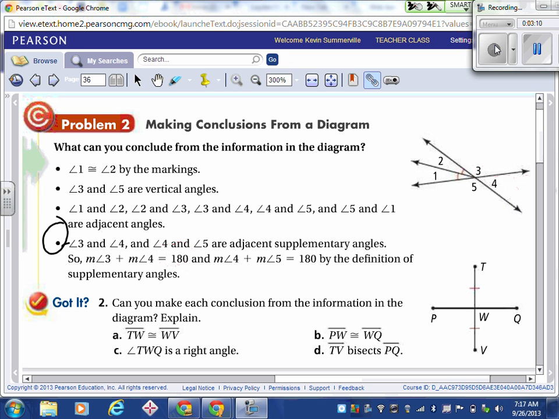We can also see that angle 4 and angle 5, angle 4 is right here, angle 5 is right there. And we see angle 4 goes from here all the way to angle 5 over there, which shows us that that's a 180 degree angle. And angle 4 and angle 5 equal 180. So they are adjacent supplementary angles.